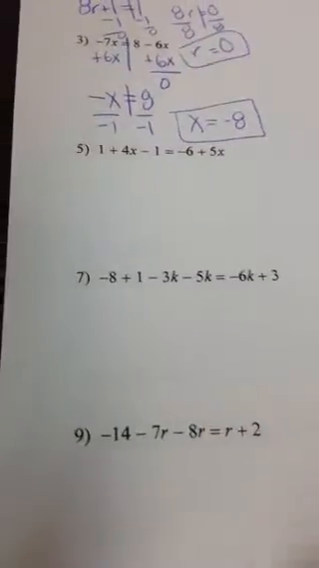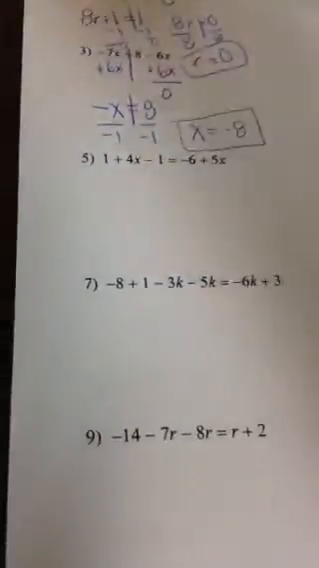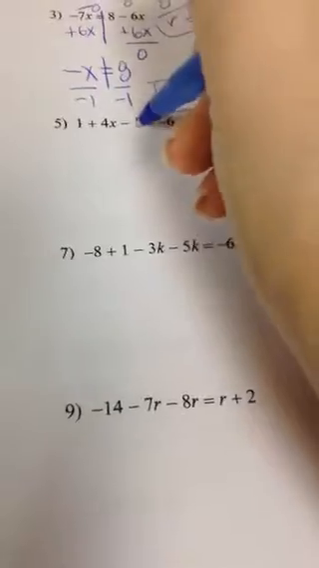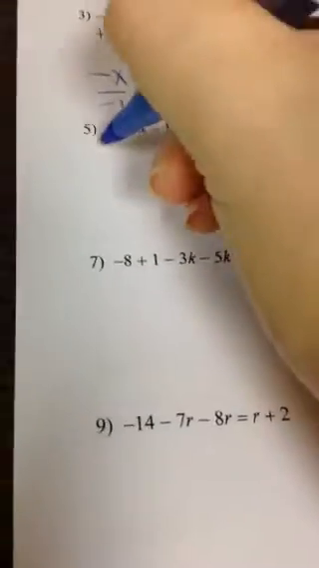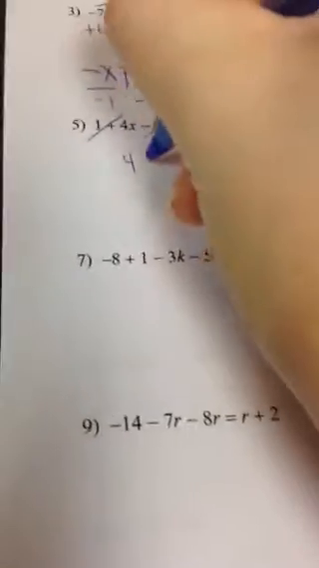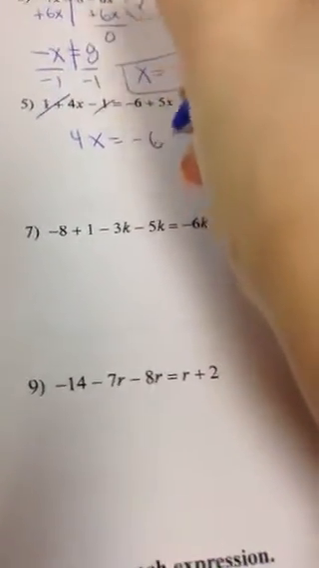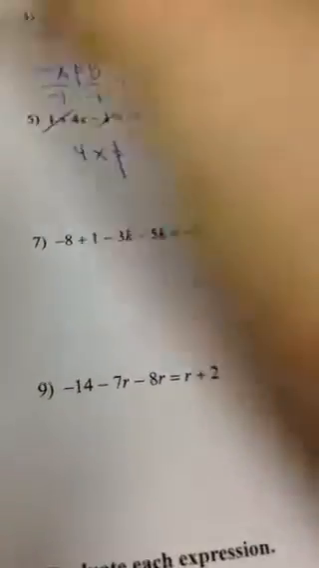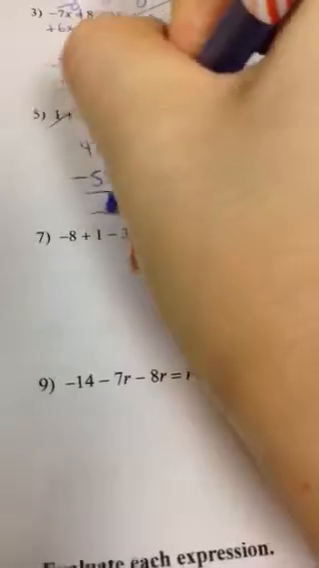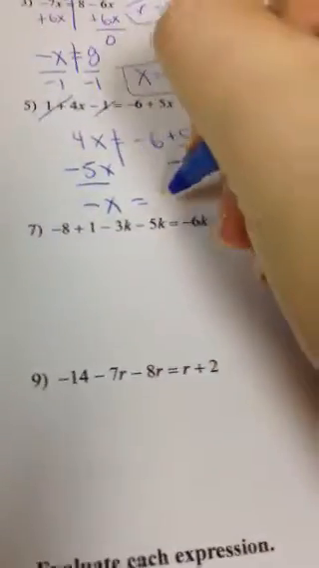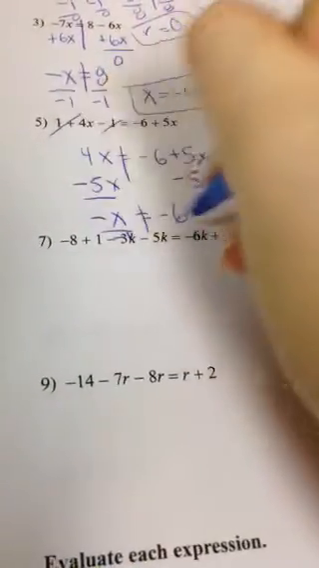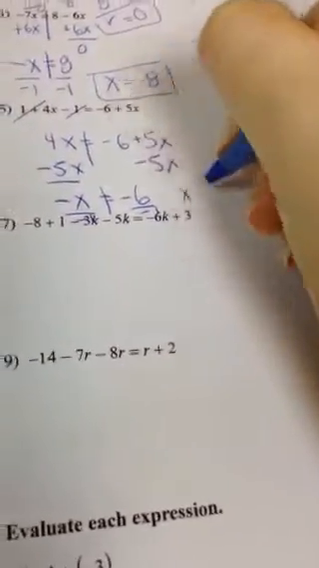5 and 7 are a little bit different. For number 5, I have a 1 plus 4x minus 1 equals negative 6 plus 5x. So I know that 1 minus 1 is just 0. So I'm going to get rid of those first. I'm going to write 4x equals negative 6 plus 5x. And then I'm going to move my variable to one side. And I get negative x equals negative 6. Divide by negative 1, divide by negative 1, x equals 6.